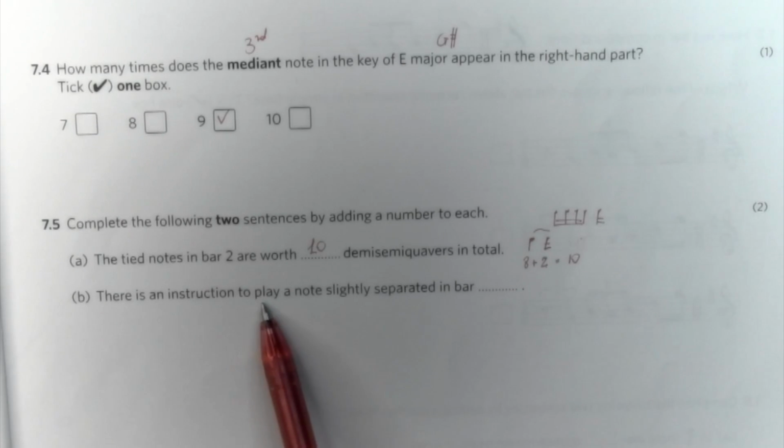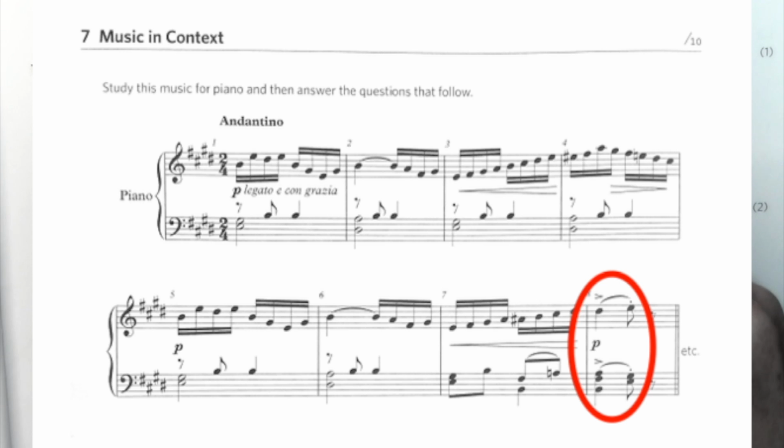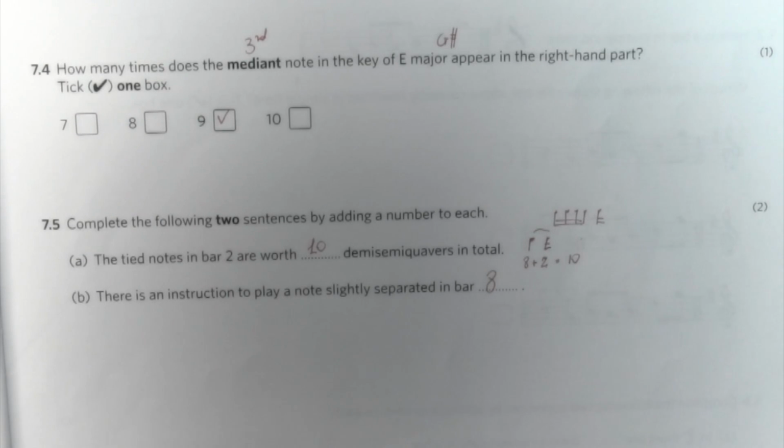There is an instruction to play a note slightly separated in bar 8, yes, because this symbol is like ta-ra. The second one is staccato, nearly staccato. So ta-ra. So just the last note in both hands. And with this we have finished our C sample exam paper included in the second book.